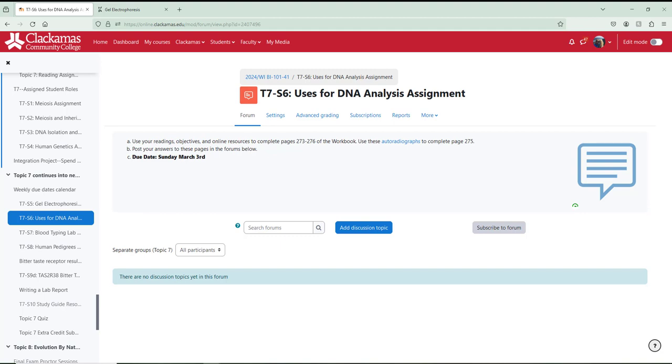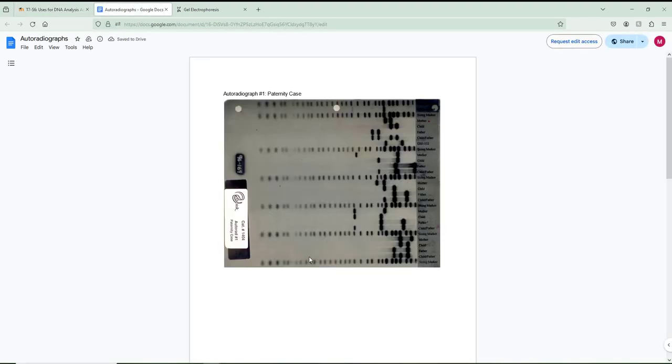If there is overlap, then we can suspect that it was probably that suspect that committed the crime. So once you get an idea of how to do that forensic case, then we're going to actually apply it to some actual autoradiographs. Starting on page 275 and using the autoradiographs from this link, it'll help you determine, in this case, a paternity case.